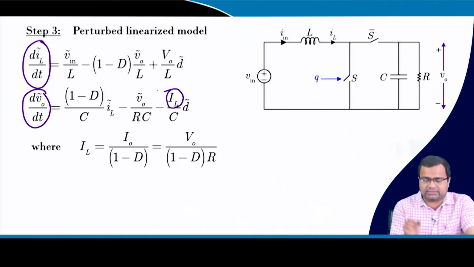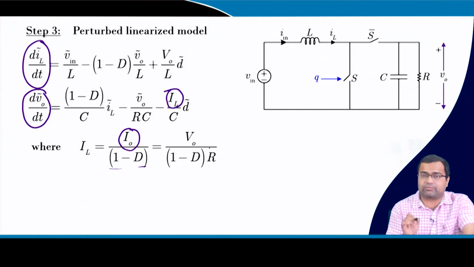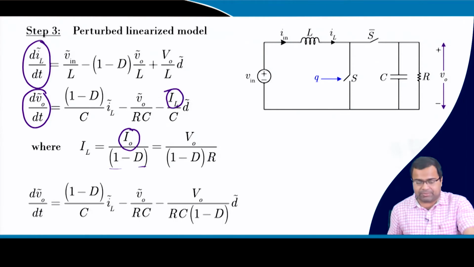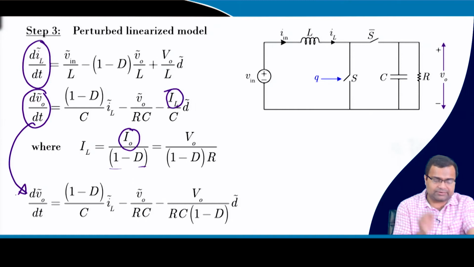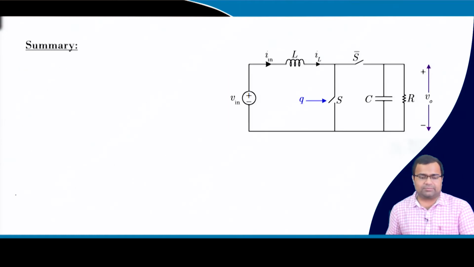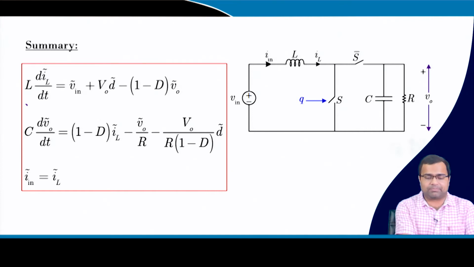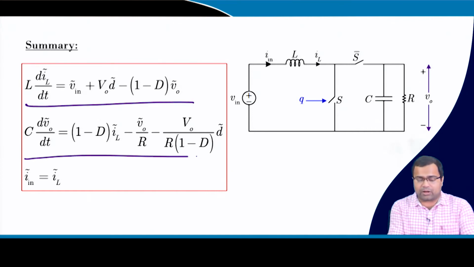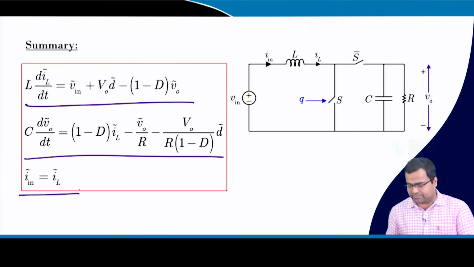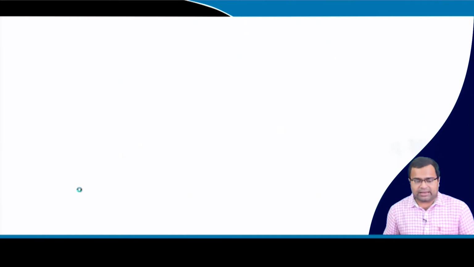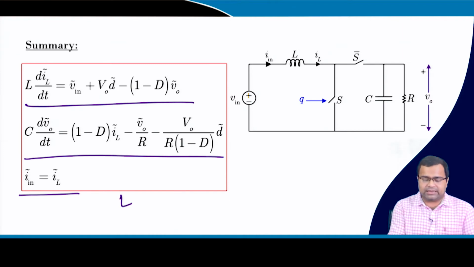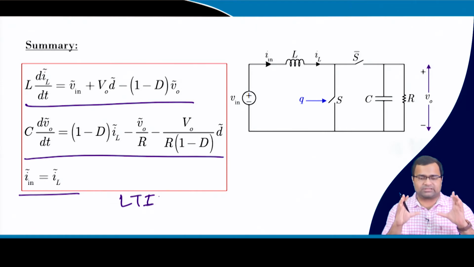here we have an inductor current average in a boost converter. Average inductor current is the average load current by 1 minus D, and average load current, if a resistive load, is V0 by R. So, if you replace, then this equation can be written here. Now, we have the summary of equations: the perturbed inductor current dynamics, the perturbed output voltage dynamics, and the perturbed input current dynamics. These three we require. Next, this represents a linear time invariant system, LTI, because here we have only considered perturbation.